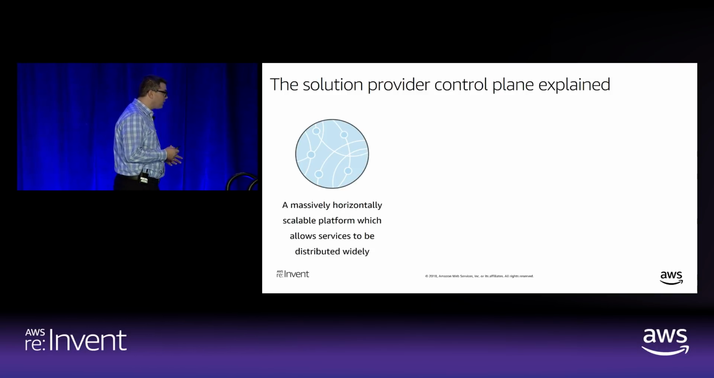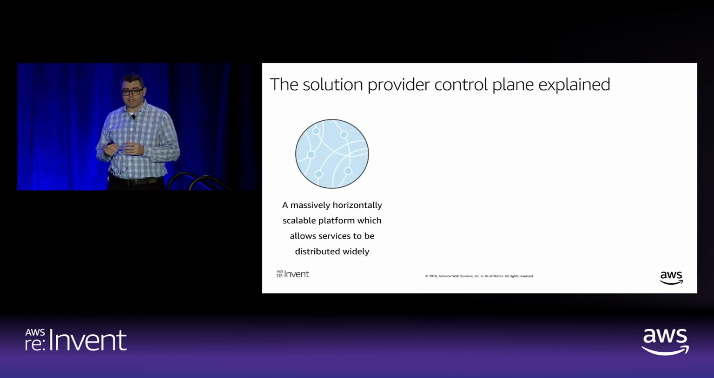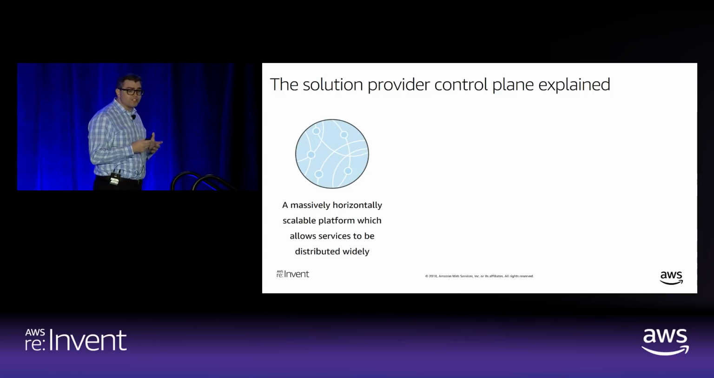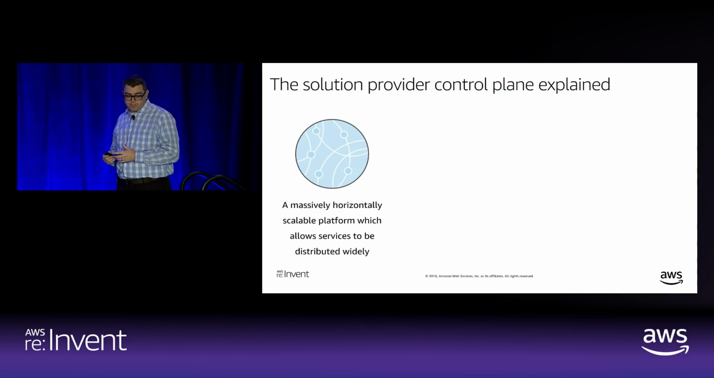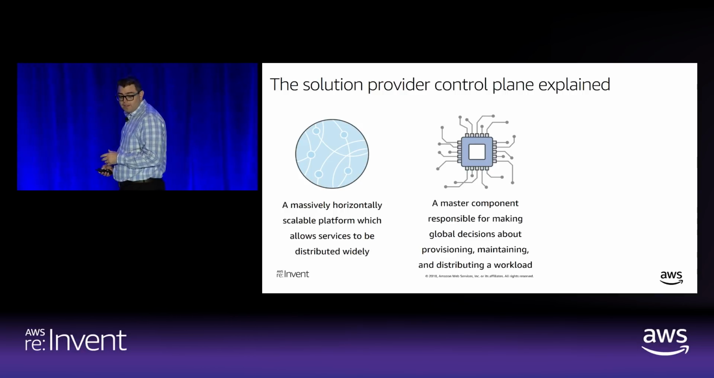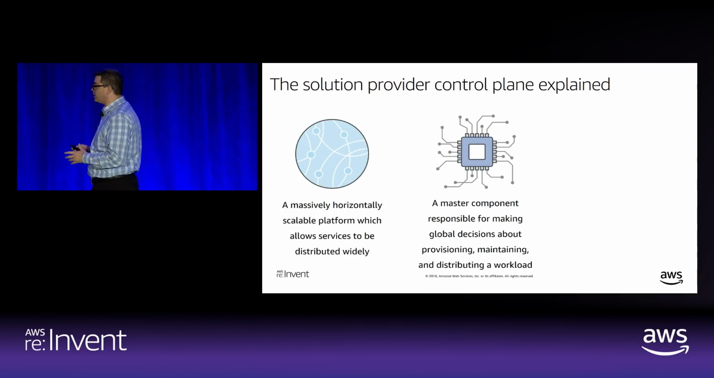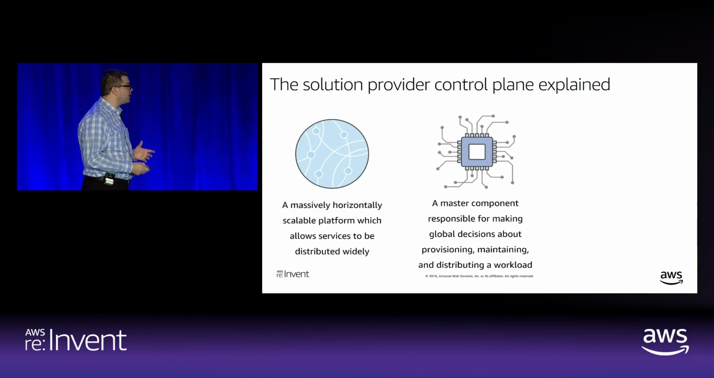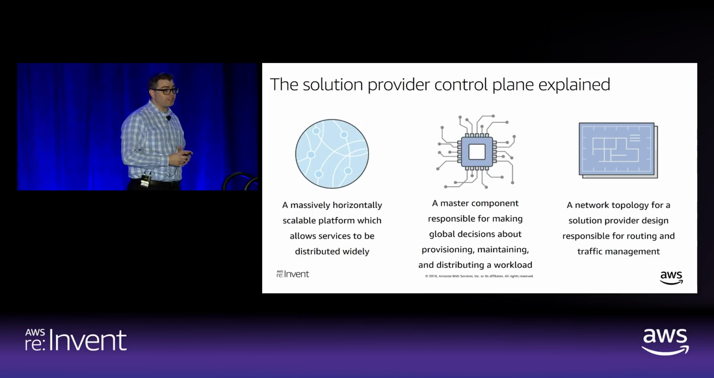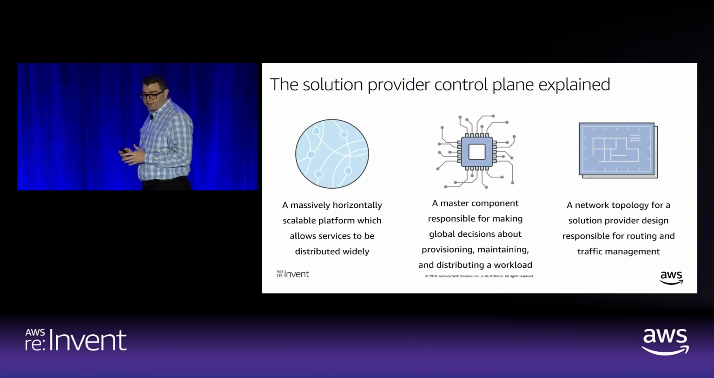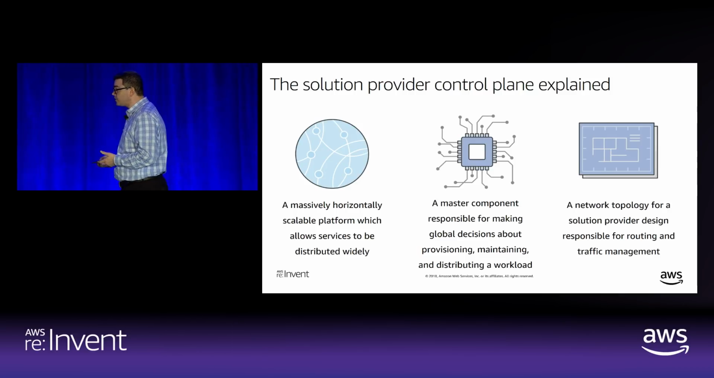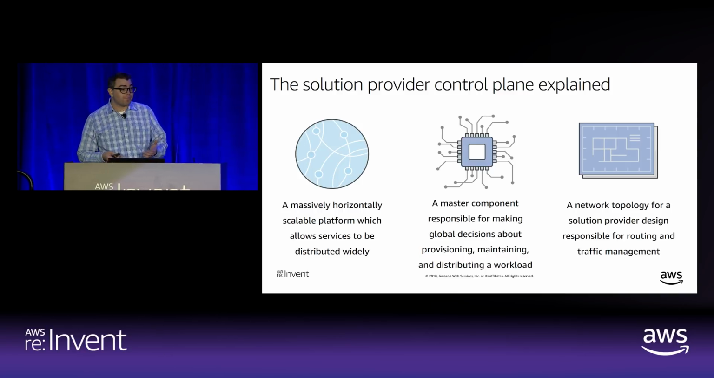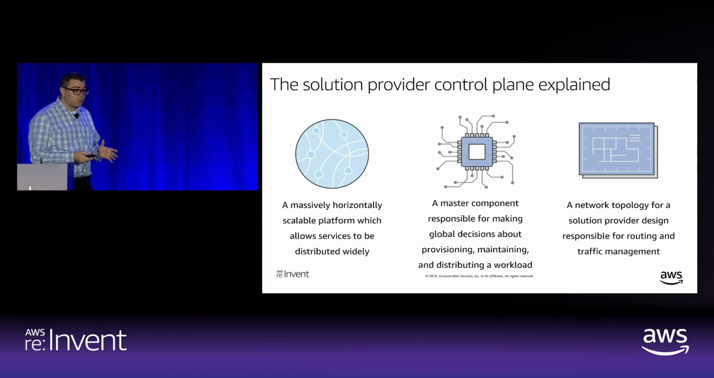A control plane could be defined in a wide array of ways, but there are three core ideas that I think are very relevant. It's a massively, horizontally scalable platform which allows you to distribute services widely, and one that allows you to schedule these services potentially in global or regional deployments, to maintain and distribute these workloads for customers across a wide network topology. A topology that allows you to deliver things potentially in multiple AWS accounts, in multiple regions, multiple VPCs, based on the tenant profile. It could be a multi or a single tenant customer and their workload.